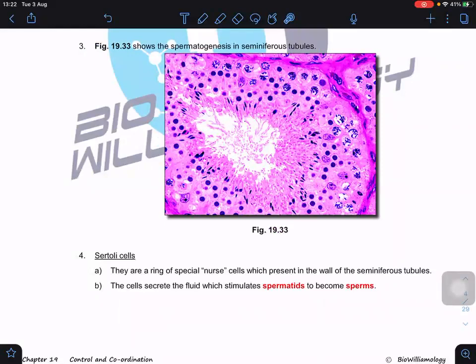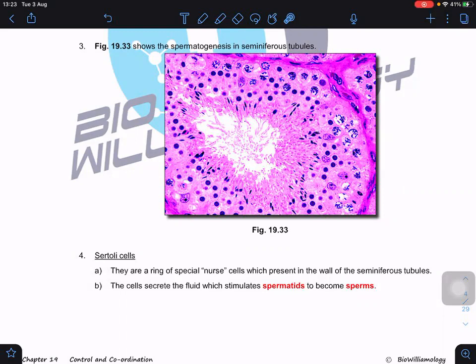So you look at the structure here. This is what we call one seminiferous tubule. Can you see that? This is the wall of the seminiferous tubule, and this is the lumen of the seminiferous tubule. The cells that attach to the basement membrane are spermatogonia. Those are either primary spermatocytes or secondary spermatocytes. Okay, and then you can see the spermatids and the sperm cells.